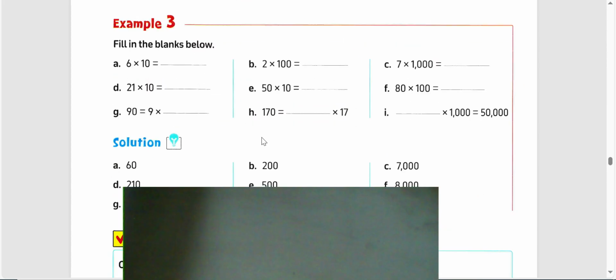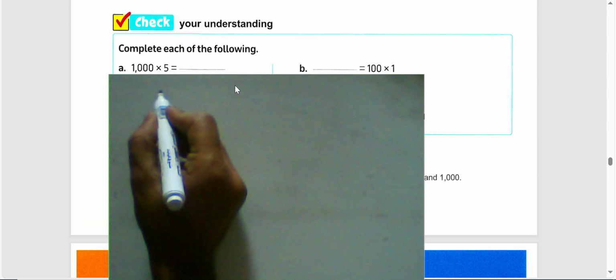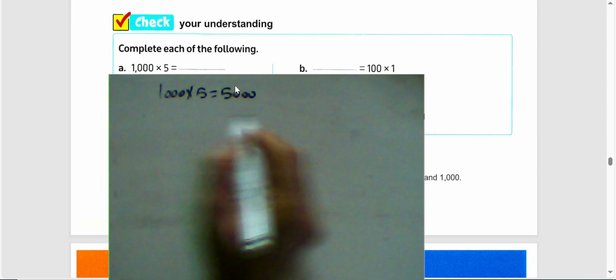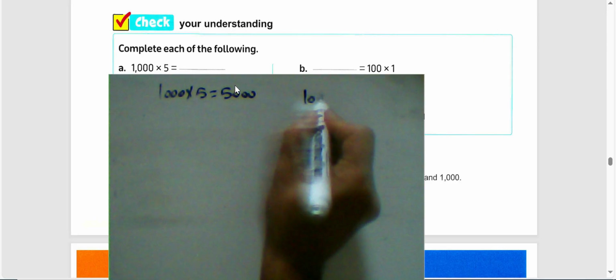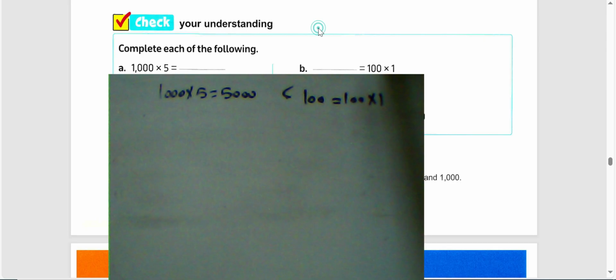We can use properties about product by 1000. 5 times 1000 equals 5000. 1000 times 5 equals 5000. And letter B, 100 equals 100 times 1. Also letter C, 30 times 10. We must put 0 here, and 1 times 30 equals 30. The result will be 300.